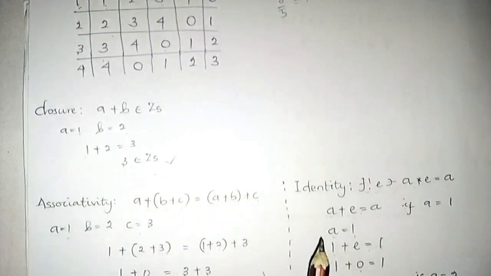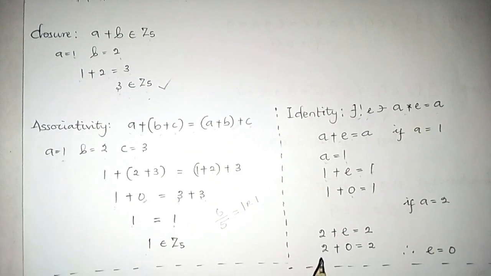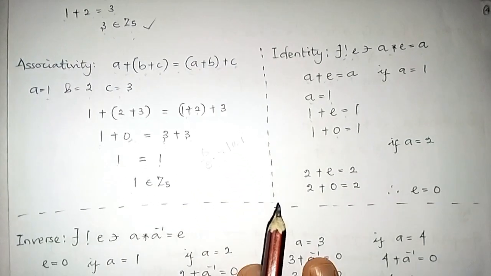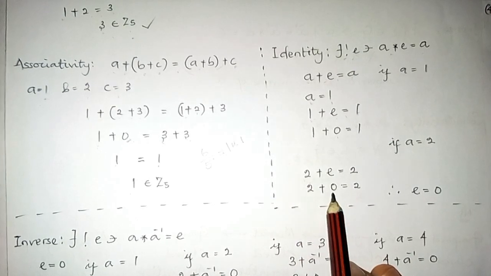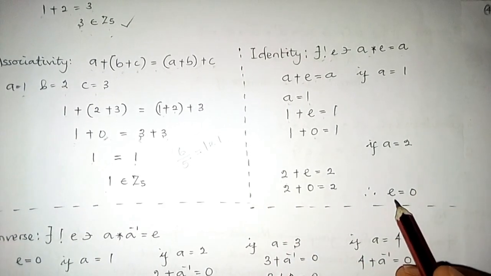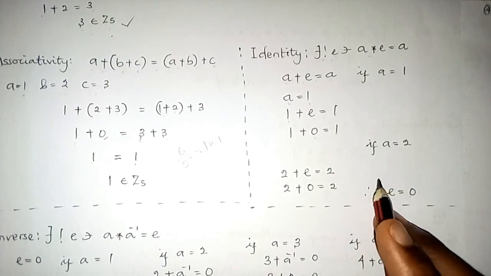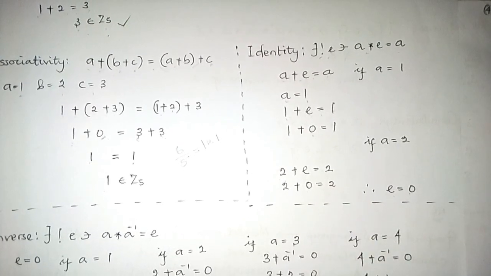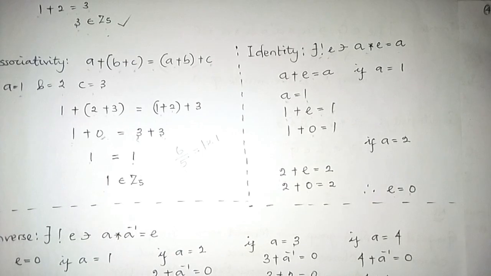Therefore, that means the identity element for the binary operation plus in every table is 0. Because here we also tested that if a is 2, we still have 0. Therefore, we have e equals 0. And you need to note that the identity element for the addition sign on every table is 0.